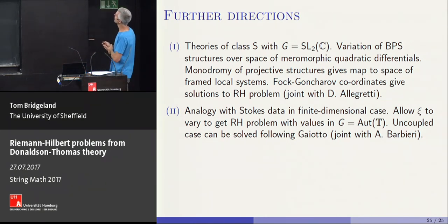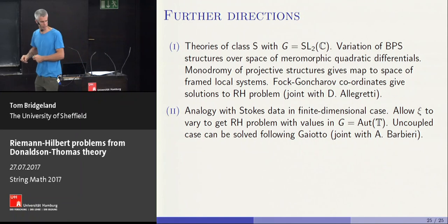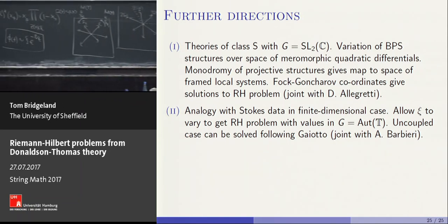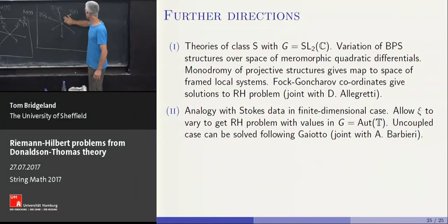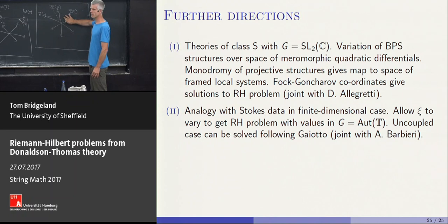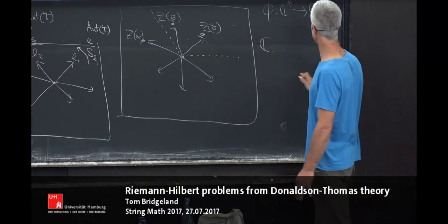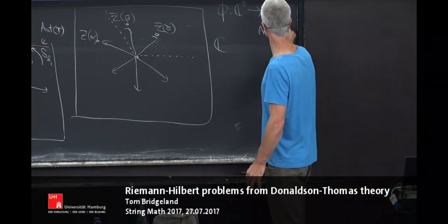Another thing that we're working on is wanting to generalize slightly. This psi, I never really explained what psi was. The point is that what you would normally expect is a Riemann-Hilbert problem taking values in a group, right? So you should look for a map phi from C star to the group, which jumps appropriately. That's what one would normally do. And the group in this case would be automorphisms of the torus.